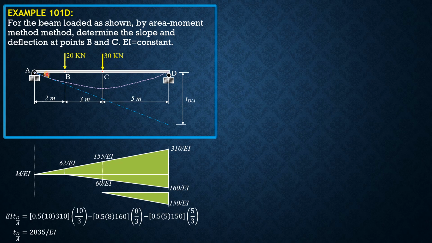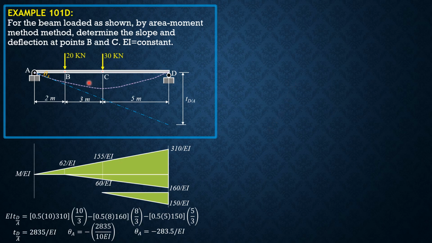Remember, tangent of theta A is equal to theta A itself. It is negative of 2835 over EI divided by 10 meters. So theta A is negative 283.5 over EI.